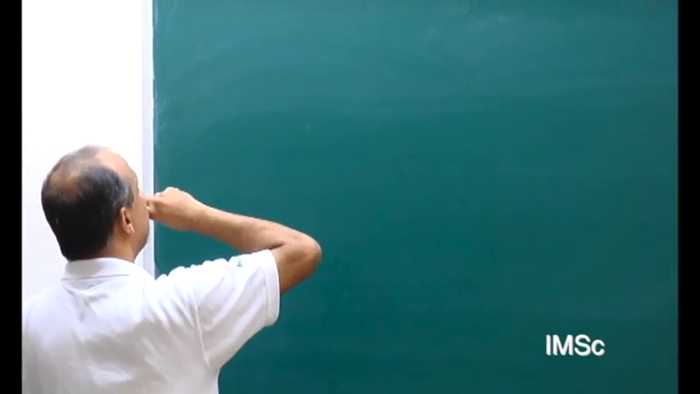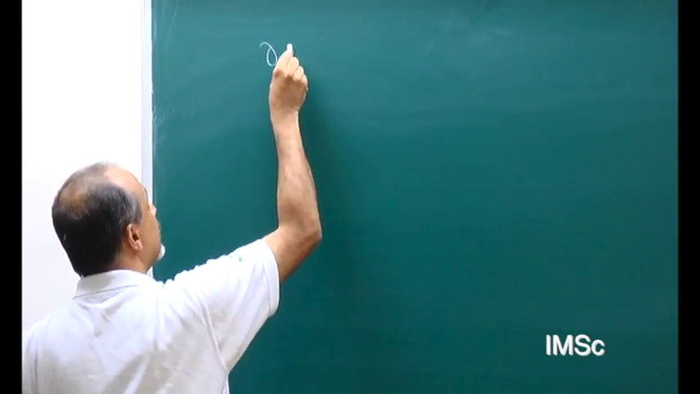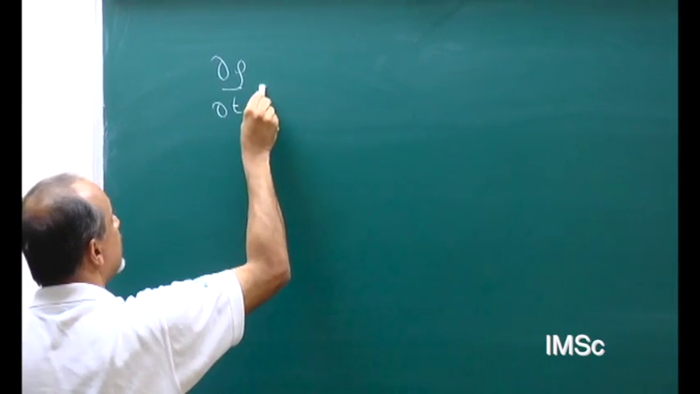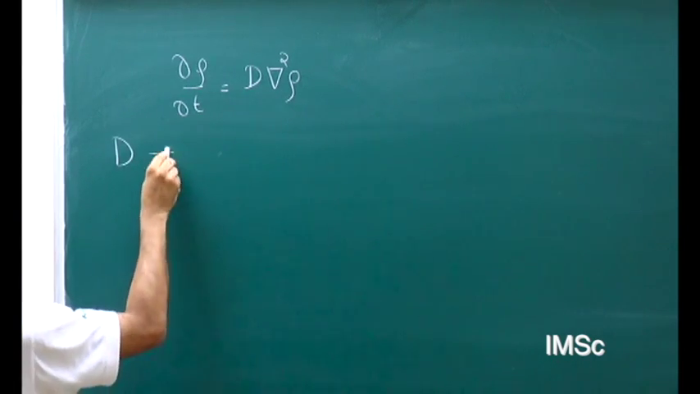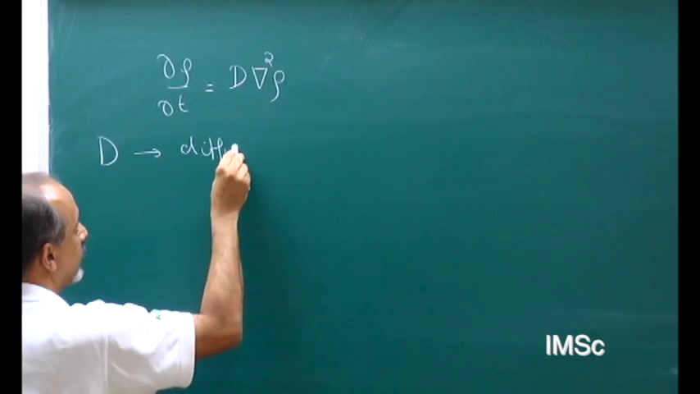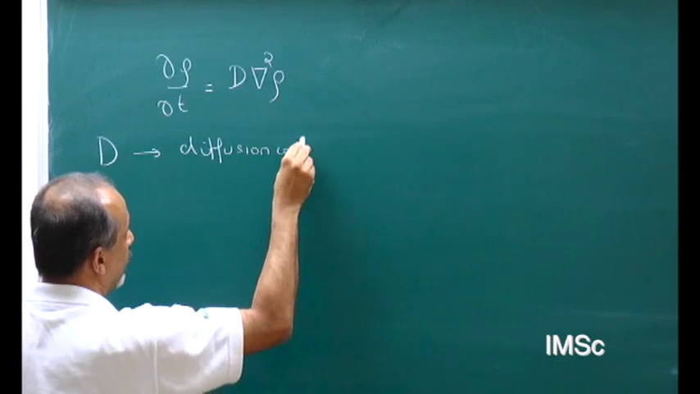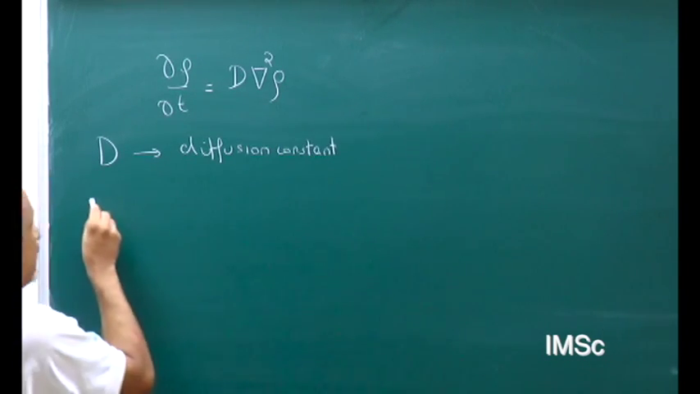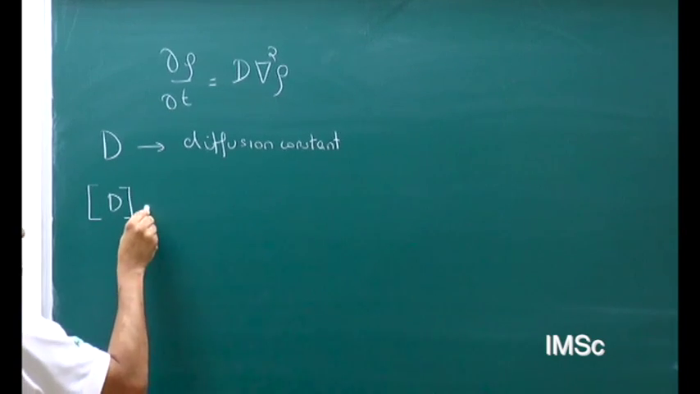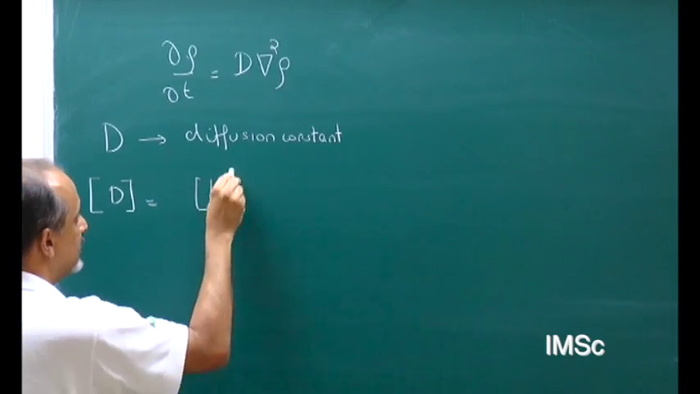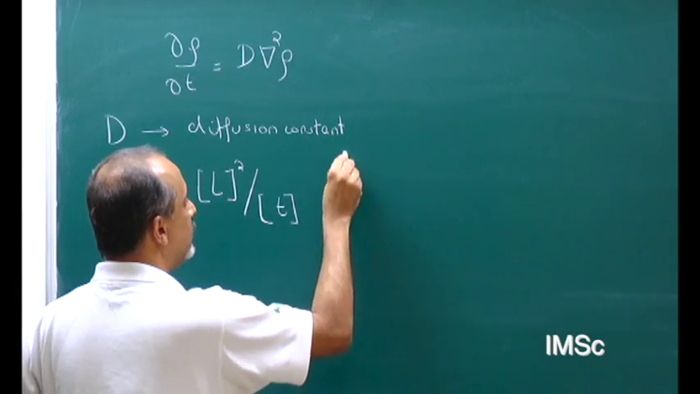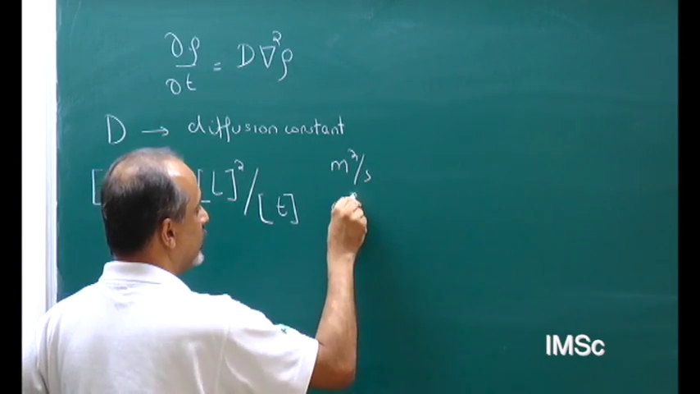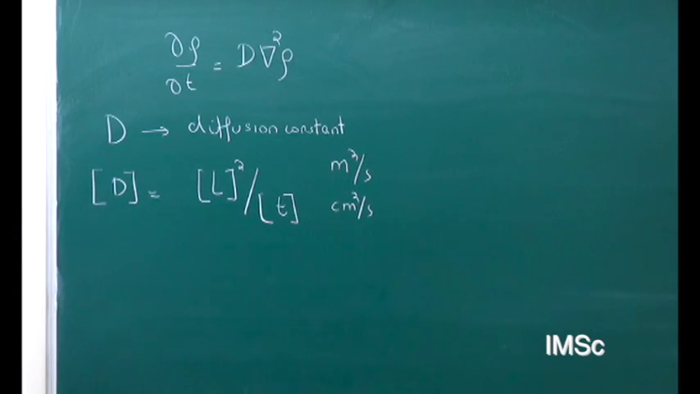So remember that we started with the diffusion equation the last time. ∂ρ/∂t is D times ∇²ρ. We said that D was a diffusion constant. The dimensions of D was a length scale L squared divided by the dimension of time. So it could be something like meter squared per second or centimeter squared per second, depending upon what is more appropriate to describe the system that you're thinking of. Okay?